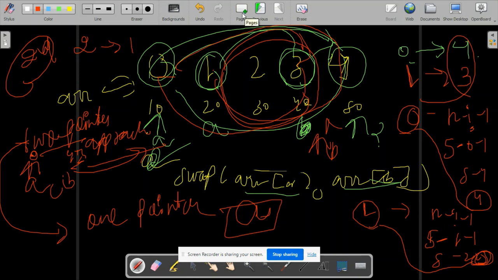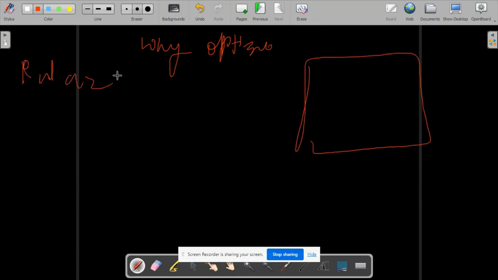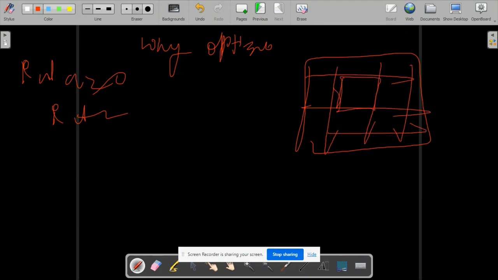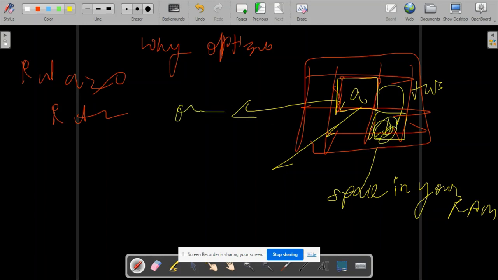Why optimized? Let me emphasize this one more time. Because in your RAM, when you wrote int a equal to 0, int b, when you created two variables, these two variables have some place in the RAM. Suppose these are stored somewhere here. Earlier, this was a two-pointer approach, so these two variables are taking space in your RAM, that is random access memory, right? But now, when you did this question by one pointer, it means you erase this b. Then B is not taking any space in the RAM.